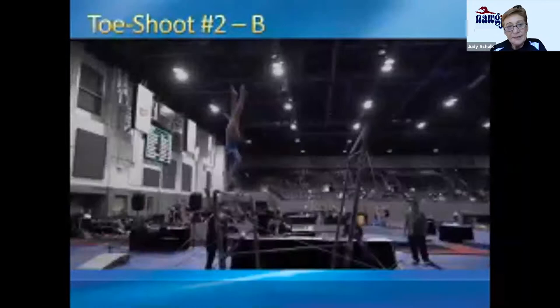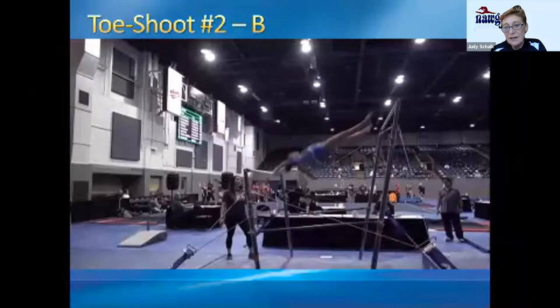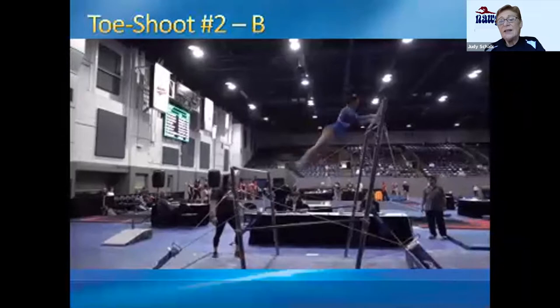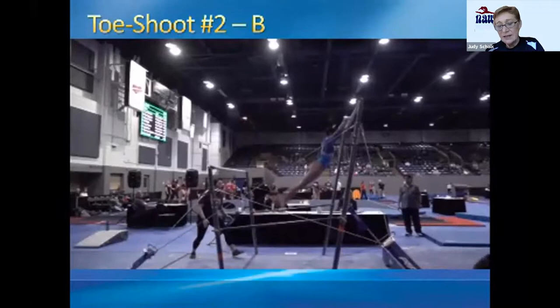And our B example. Opening is not aimed above high bar. Very little hip rise. Shoulders are at high bar level on regrasp, but too close, resulting in bent arms. Full extension is not achieved until too late.